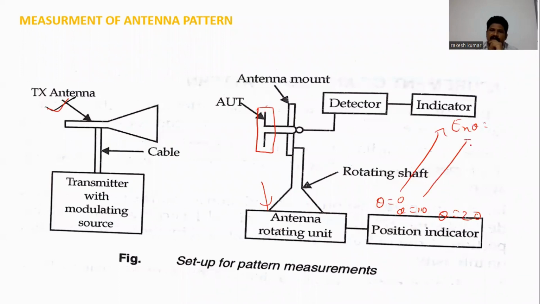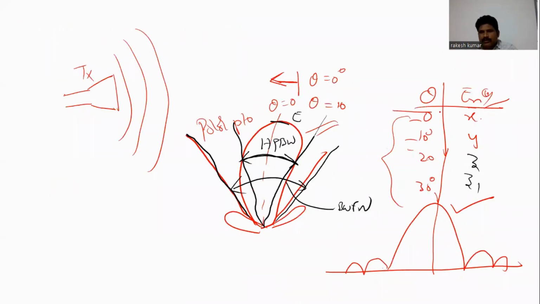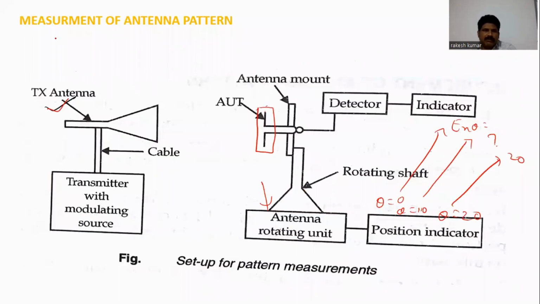For theta equal to 10 degrees, you will notice what the normalized electrical field is. For theta equal to 20 degrees, you will make a simple table like this, theta and N of theta, and from that you can draw the pattern. From that pattern, you can easily calculate the half power beam width and the beam width between first nulls. So this is the primary setup for measuring the radiation pattern.